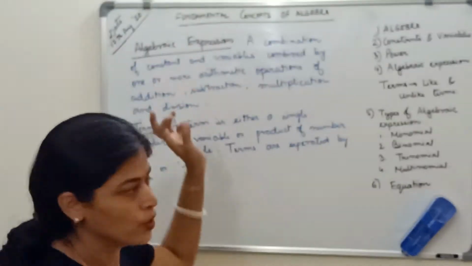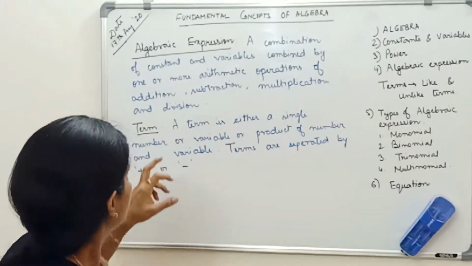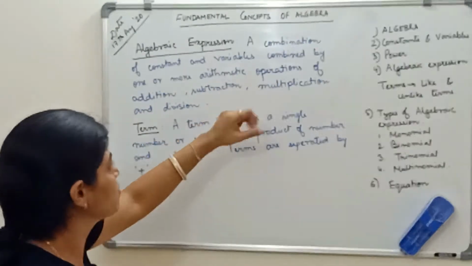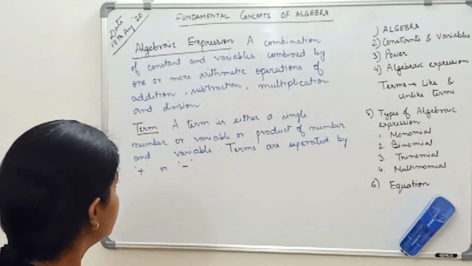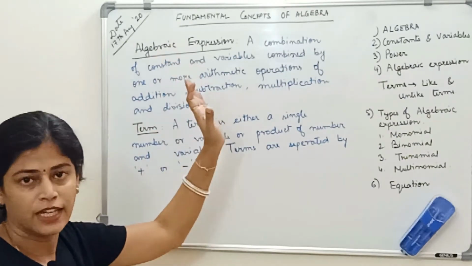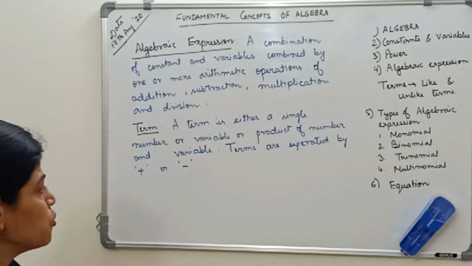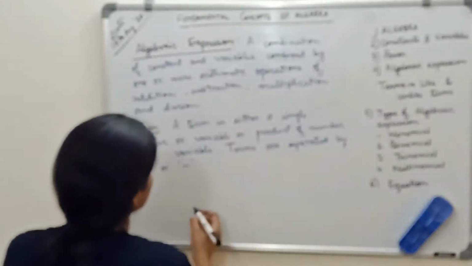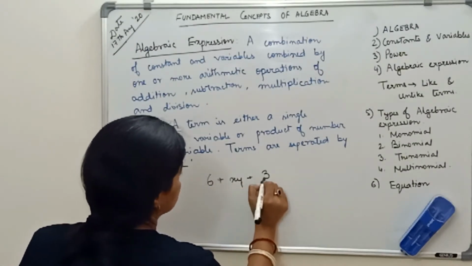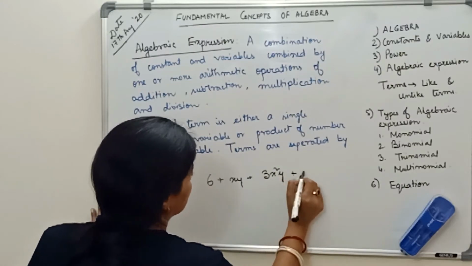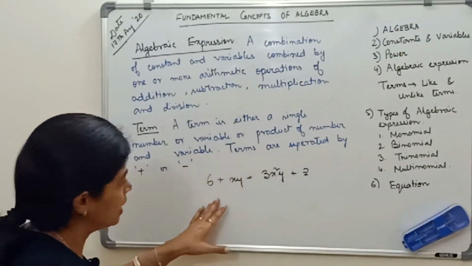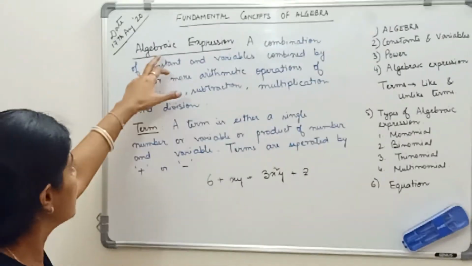Now coming to algebraic expression: a combination of constants and variables combined by one or more arithmetic operations of addition, subtraction, multiplication and division is called an algebraic expression. Suppose if I write a combination of constants and variables, 6 plus xy plus 3x square y plus z, this is a mathematical algebraic expression.